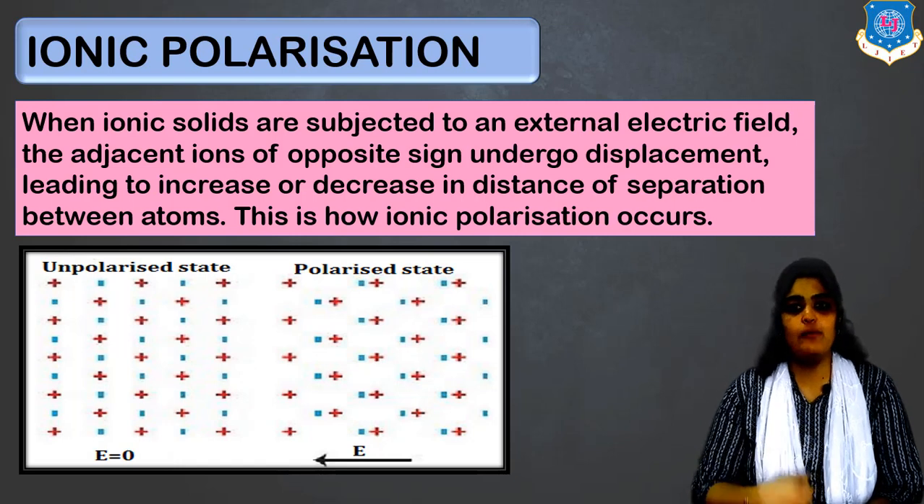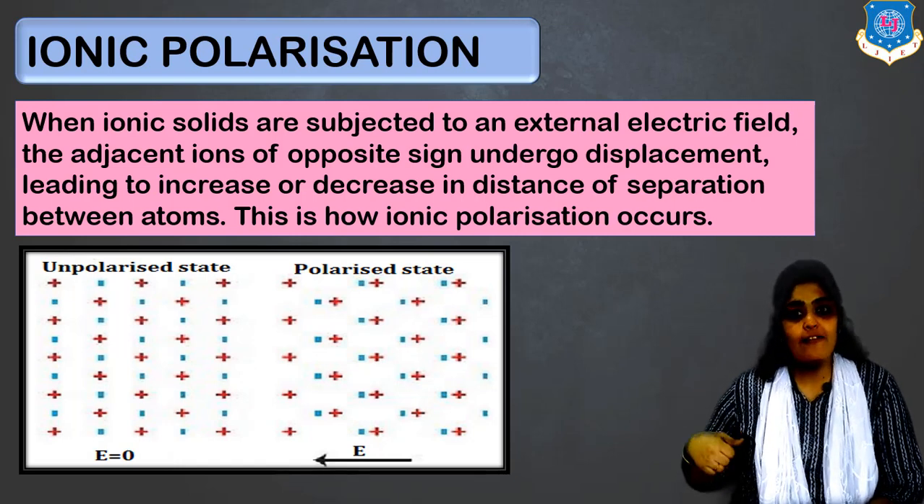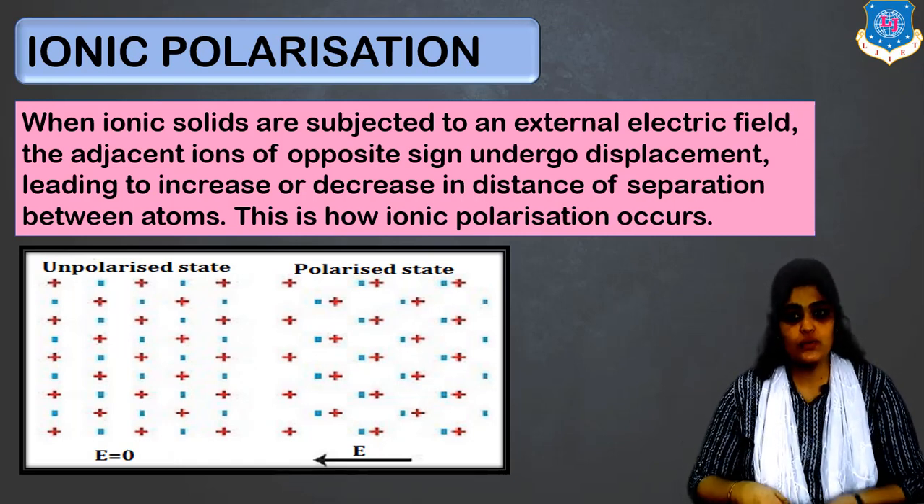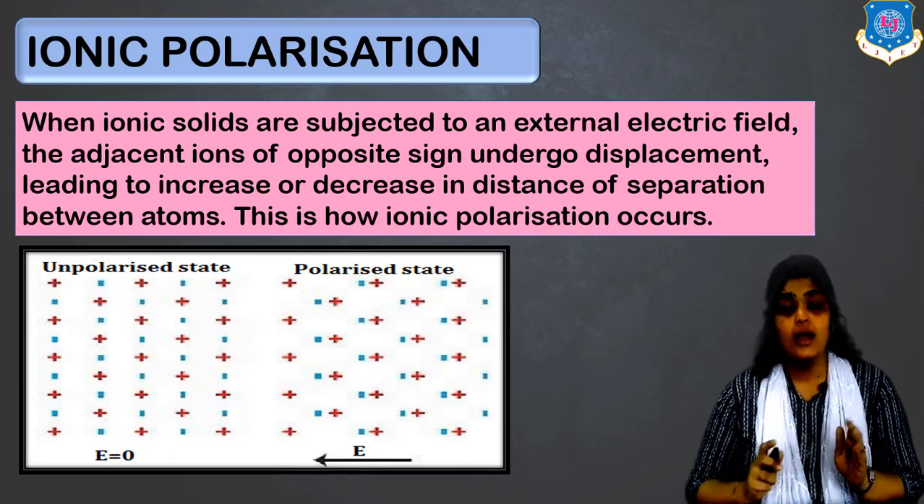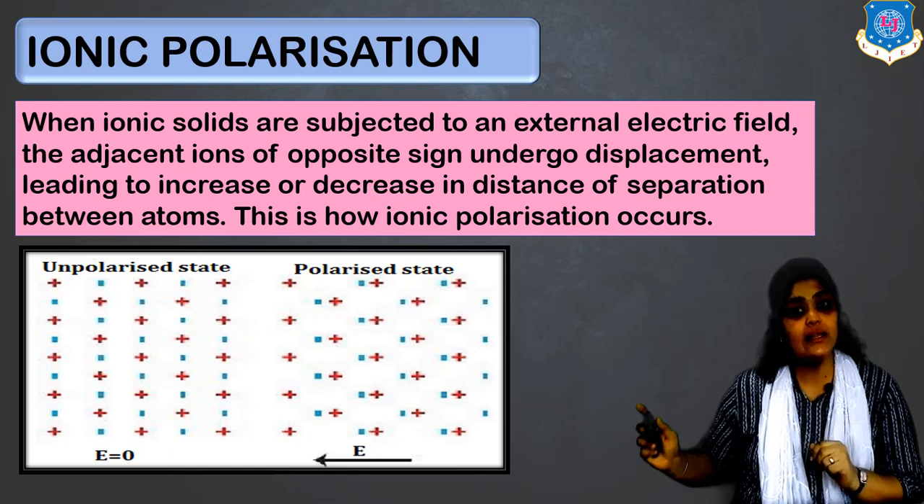Let's see with the help of a diagram. In the left portion, you can see that E is equal to 0, and all the ions are present in their own position. But when electric field is applied, now in this case, the electric field shown is in the left direction.